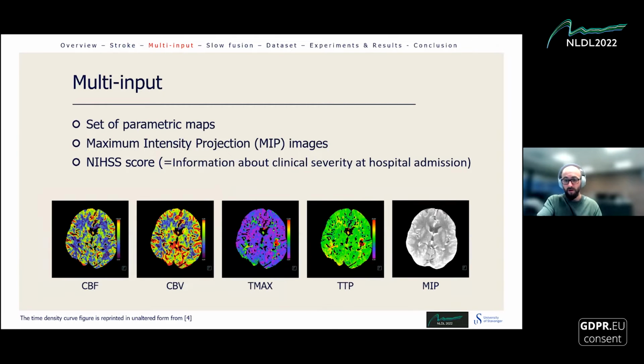So enough with the ischemic stroke. As I mentioned in the beginning, we also want to focus on the multi-input that we're using. The set of parametric maps generated from the CT perfusion study are used as our multi-input for the proposed method. In addition to this set, we're using maximum intensity projection images plus an NIHSS score, which gives information about clinical severity at hospital admission.